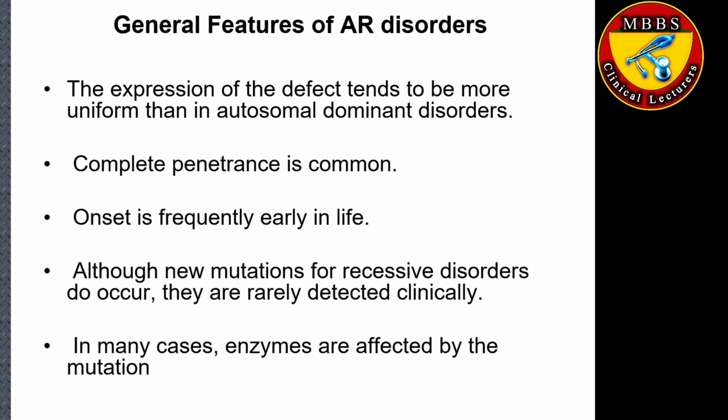Other features of autosomal recessive include that the expression of the defect tends to be more uniform than in autosomal dominant. Here you have complete penetrance. Then the onset is frequently earlier as compared to autosomal dominant. Although new mutations for recessive disorders do occur, they are rarely detected clinically, and many cases of autosomal recessive disorders affect enzymes. There are mutations of certain enzymes seen in autosomal recessive disorders.